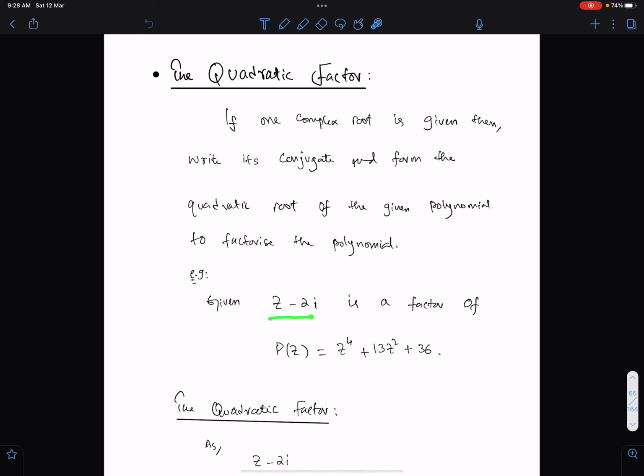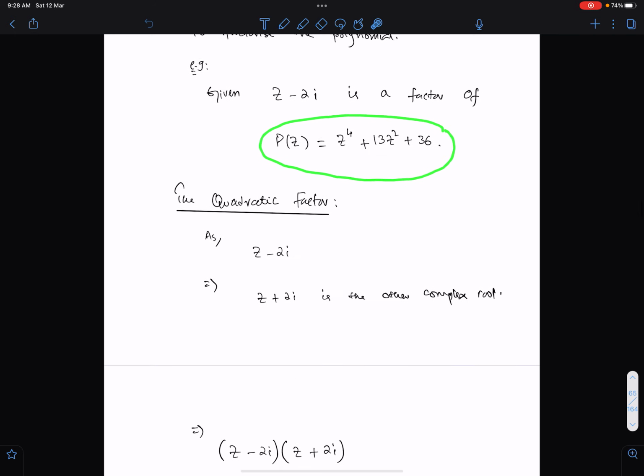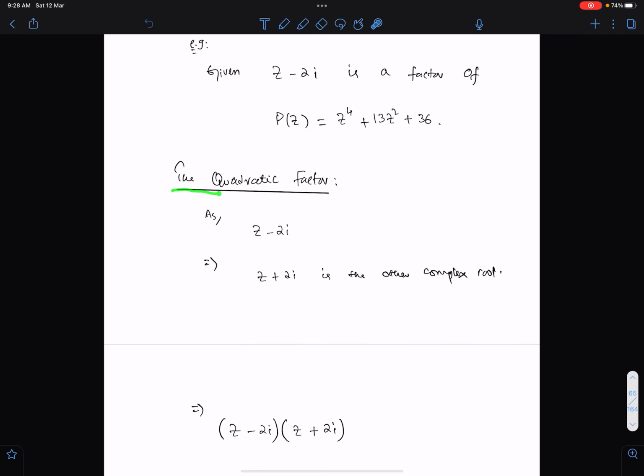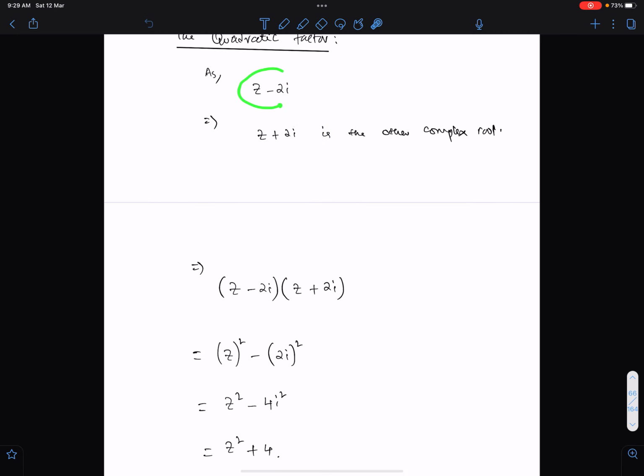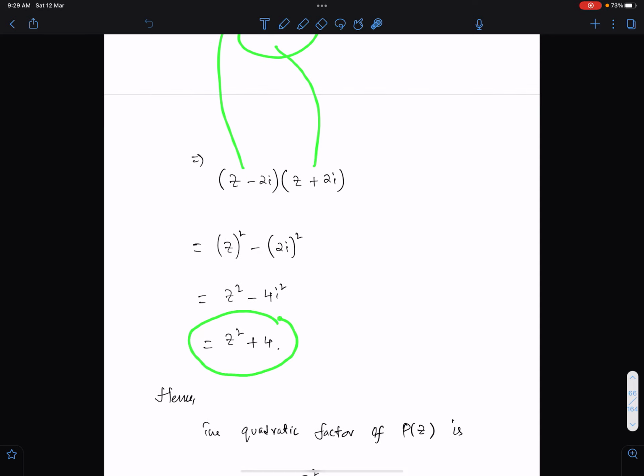Given z minus 2i is one complex root of this equation. Now to factorize this equation, we need its quadratic factor. So for the required quadratic factor, we need to write the conjugate of this complex number. And the conjugate of this complex number is z plus 2i. Hence we have two complex roots of this equation. Now, by taking the product of these two roots, we can get the required quadratic factor, which is z square plus 4.